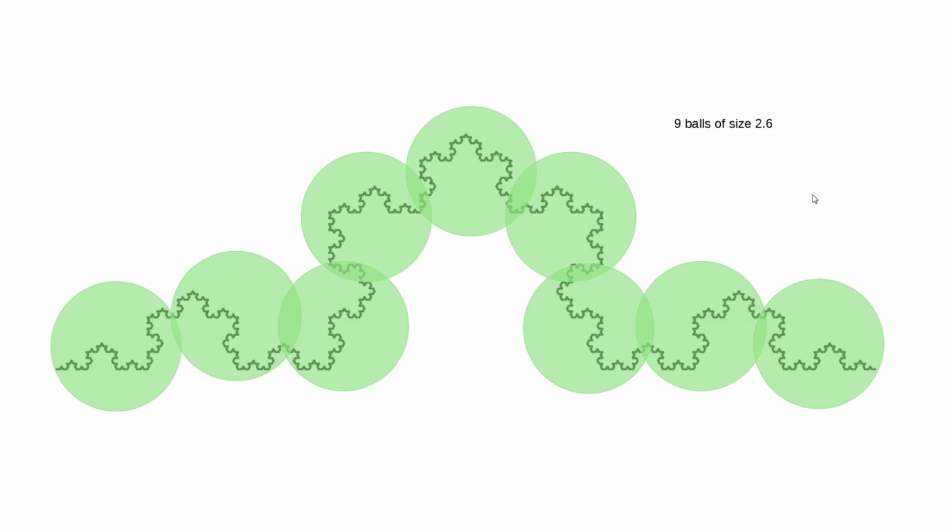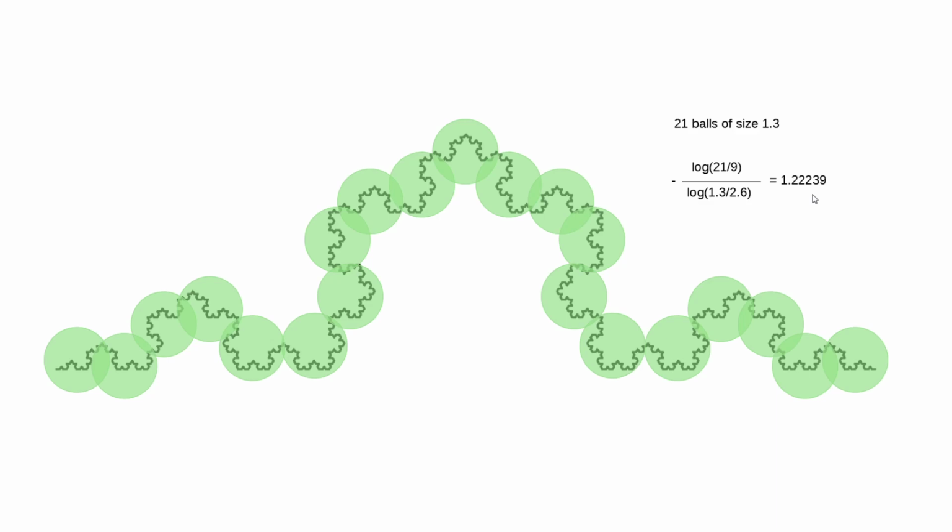So here the Koch curve is covered with 9 balls, size 2.6. Now remember those numbers, we'll come back to them. When we halve the size of the balls, now we need 21 of them, more than the 18 we needed before, to cover the curve. When we do the calculation, we get an interesting result. The dimension is now 1.22. That's actually a bit low.